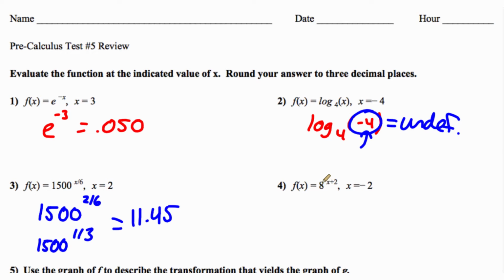And our last one, we're doing 8 to the x plus 2 power, and the x value we're plugging in is negative 2. So we're going to go 8 to the power of negative 2 plus 2. Now this one we can simplify down a little bit. Negative 2 plus 2 is 0, so this is going to be 8 to the 0 power, and we don't need our calculator for this one because any number raised to the 0 power is just 1.